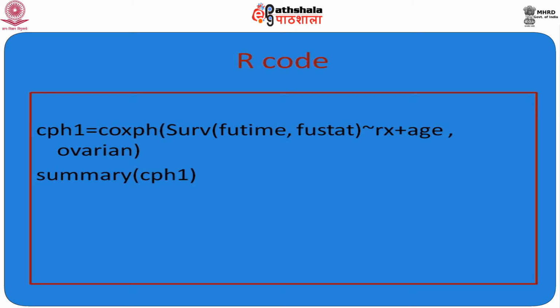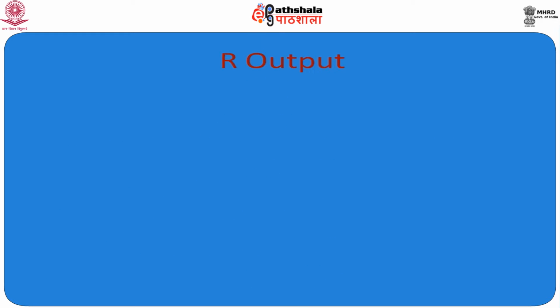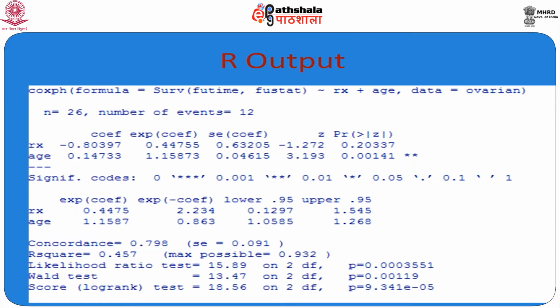So, we consider age as a factor here, and then the ovarian, that is the data set as ovarian. After putting this, the whole function command is assigned to a space called CPH1, and again we call CPH1 as summary within parenthesis, summary(CPH1), and we will get the Cox proportional estimations. Now, we go to the next slide to get the Cox proportional result. This is the R output.